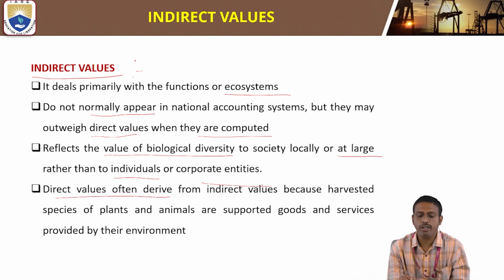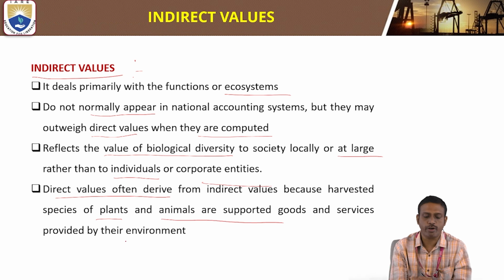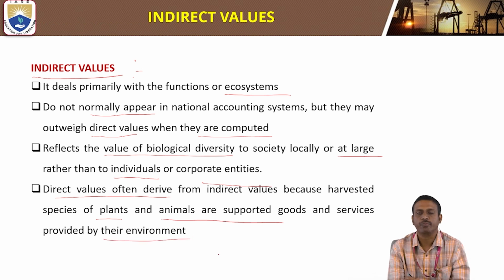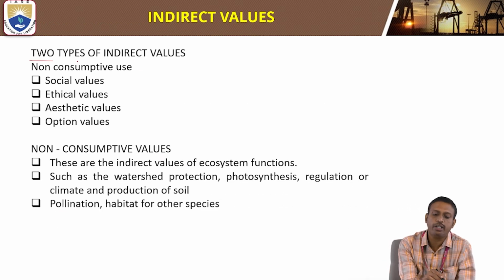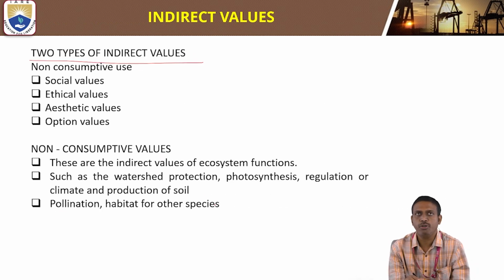Direct values often derive from the indirect values. Harvested species of plants and animals are supported by goods and services provided by their environment. Two types of indirect values are non-consumptive values.